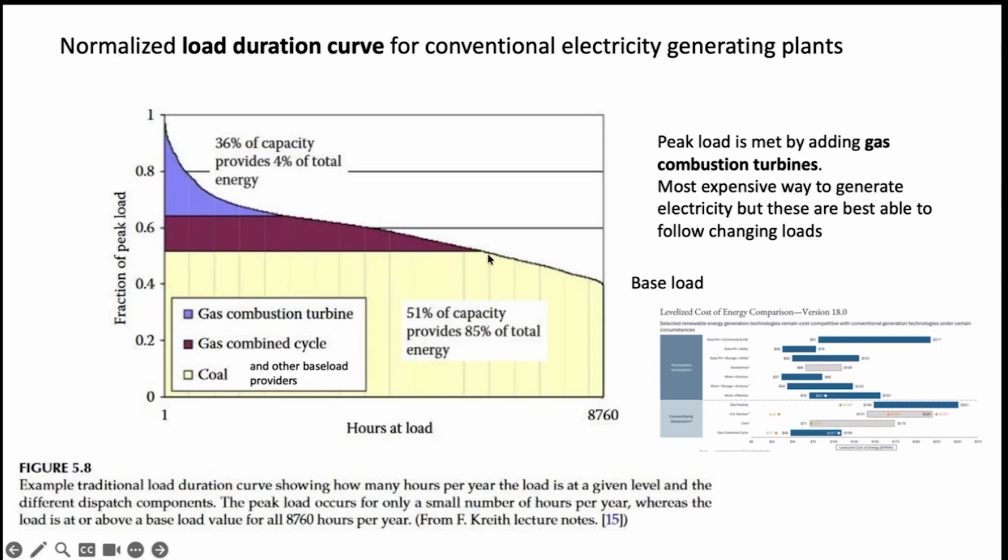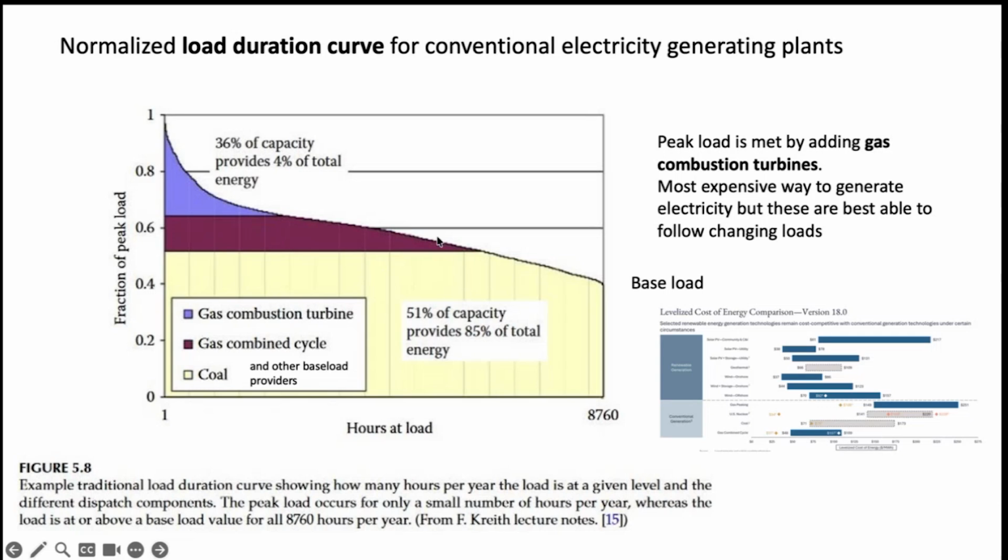That's 1 to 8760 hours at load. That's how many hours in... not a week. I guess that's a month. No, yeah, I'm not sure what 8760 is. It's not 24 times 7, like times 365. Yeah, maybe.